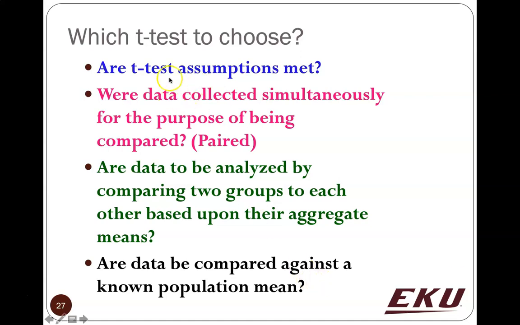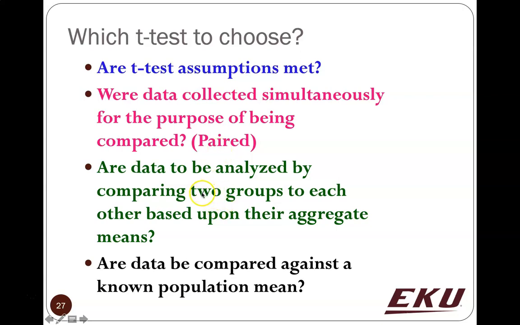So are the t-test assumptions met? Well, I don't think that they were because the normality and the skewness and kurtosis, all that stuff was all out of whack. Now, were the data collected for the purpose of being compared? No, they were not. They weren't collected for the purpose of being compared in the sense of a paired t-test. So I'll show you an example of that here in a second.